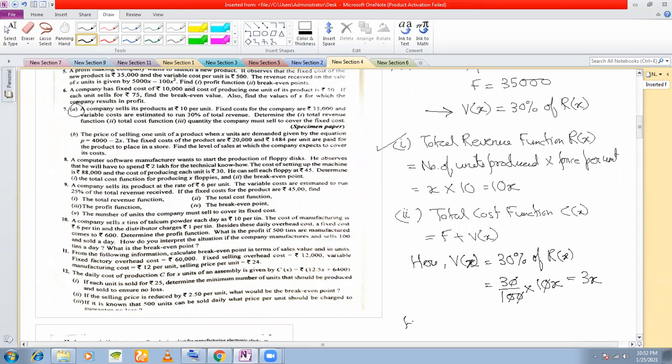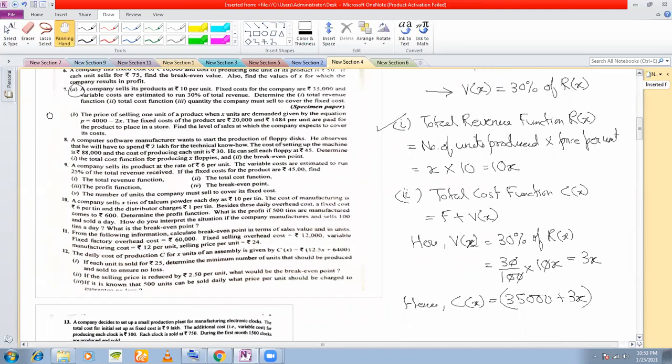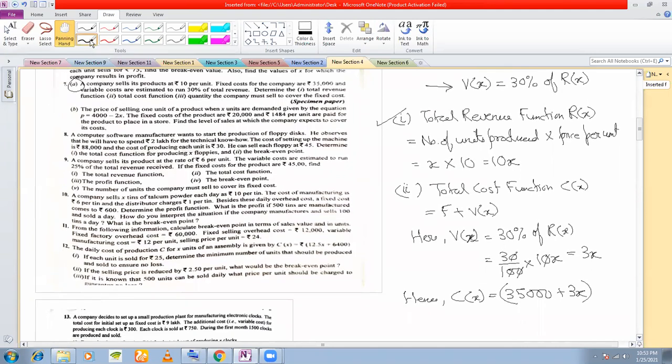So hence, what is your total cost function? The fixed cost is 35,000, and the variable cost we have found is 3x. So Cx is 35,000 plus 3x. That answers your second question. Next, the third question is the quantity that the company must produce to cover its fixed cost.